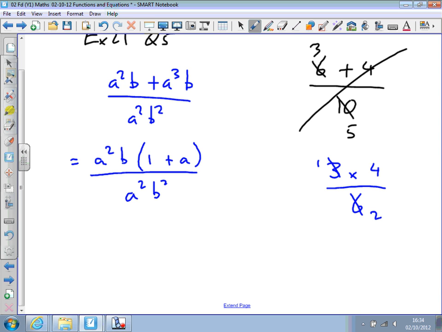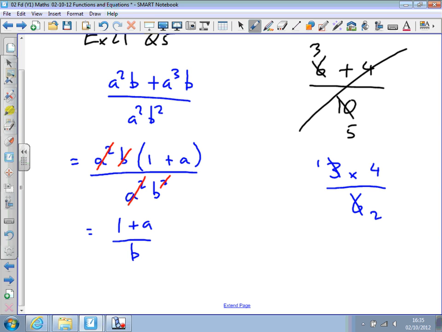Now I am multiplying this a squared b term by the bracket. So I'm in this situation over here, they're multiplied. So now I can cancel. The a squareds go, and that b cancels one of the b's on the bottom, leaving just one b on the bottom. So I'm left with 1 plus a on the top and b underneath. The whole thing cancels down to 1 plus a over b.